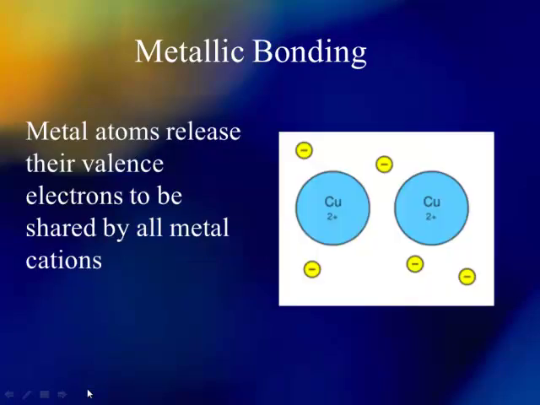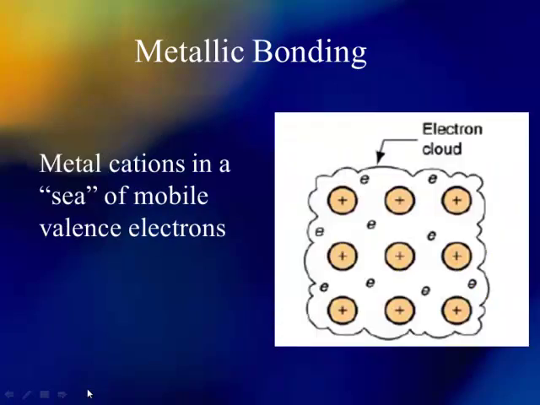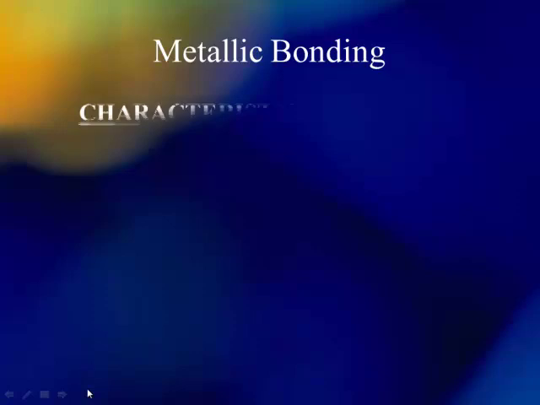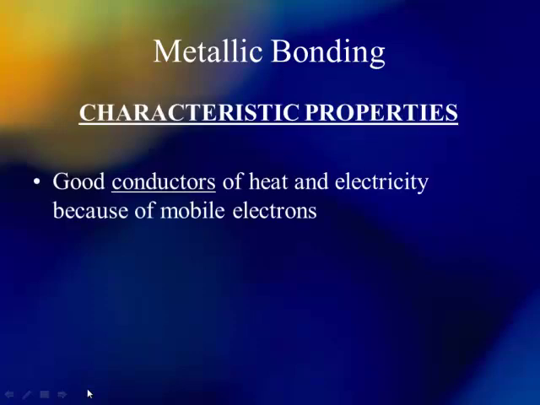In a metal sample, the metal atoms actually release their valence electrons to be shared all throughout the sample, shared by all the metal cations. This is most often described as metal cations in a sea of mobile valence electrons. As a result of this structure, metals are good conductors of electricity. Because the freed valence electrons are mobile, they can move. They can conduct electricity down the line.